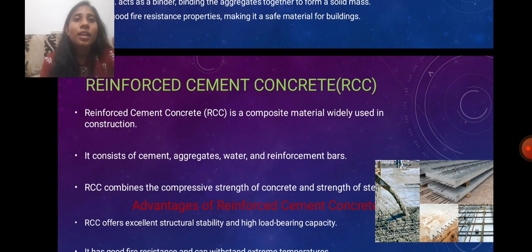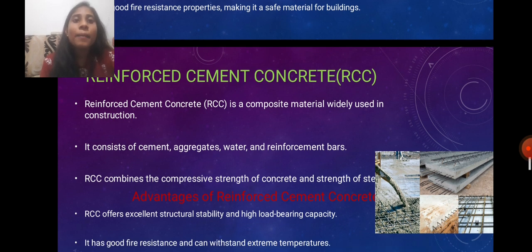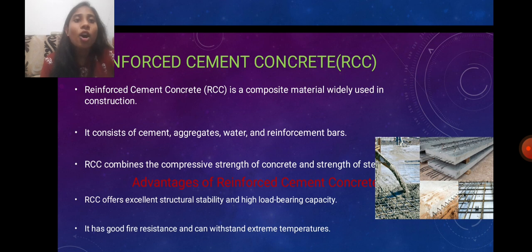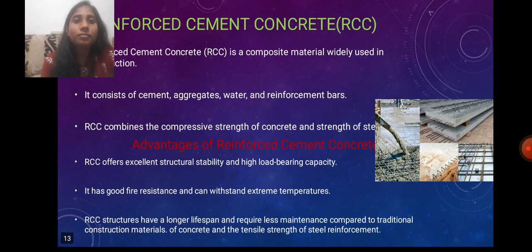Reinforced cement concrete, that means RCC. RCC is a composite material widely used in construction. It consists of cement, concrete, water and reinforcement bars. RCC combines the compressive strength of concrete and the tensile strength of steel.